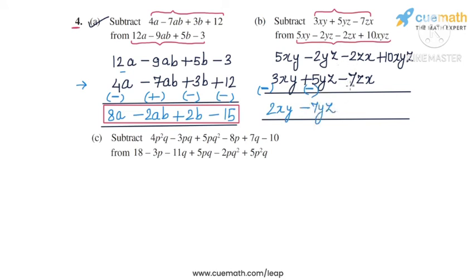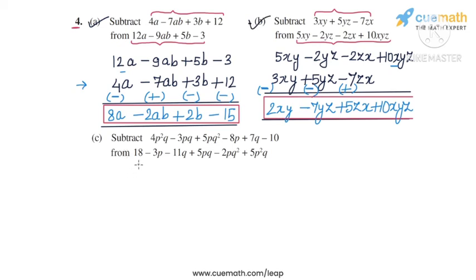And then we have minus 7zx will become plus 7zx. So we have minus 2zx plus 7zx, which will be plus 5zx. And then we have this term 10xyz, which has no corresponding term in the second expression. So we simply copy it into the answer. So that gives us 10xyz. So the expression that we have obtained by subtracting is 2xy minus 7yz plus 5zx plus 10xyz. This is the answer for part B.